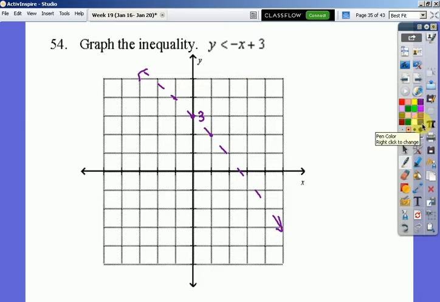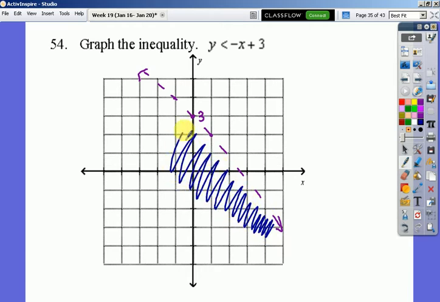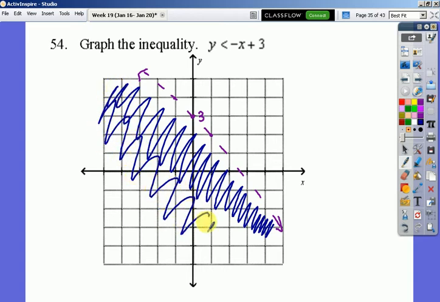Do you remember? Is this an above or below shade? Below. How did you know? Yeah, because it's pointing away from the y, so you're going to have to shade below the dotted line. So that means all of these points work as possible solutions for your graph.